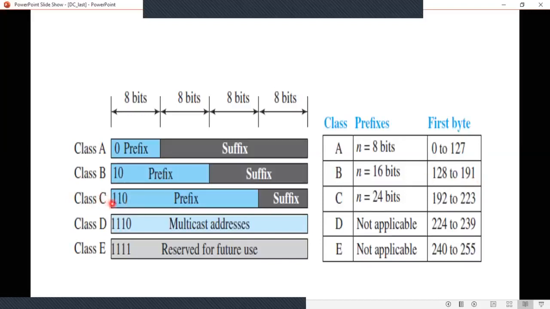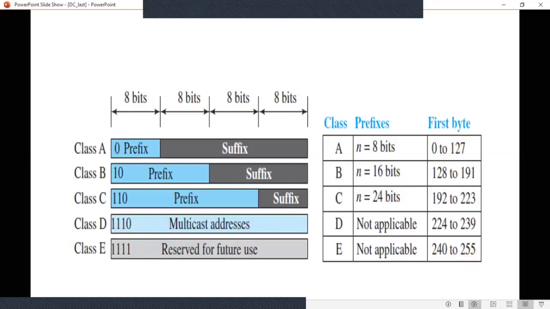Next, you have class C, that is 110. This will represent class C, and the rest we can have flexibility. Out of 24 bits, if 3 go, the rest, that is 21 bits, you can have flexibility. So the range is 192 to 223. Class D is represented by 1110, and the rest is the multicast address. Class E is 1111 and is reserved for the future, that is the 240 to 255 range.